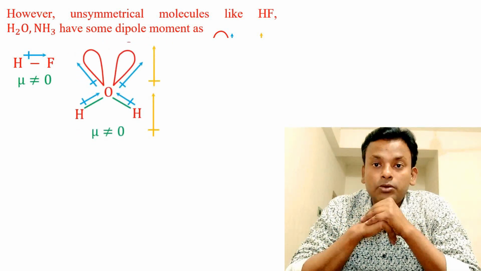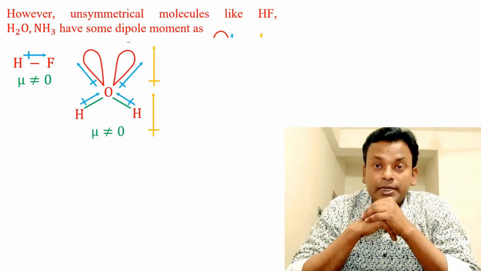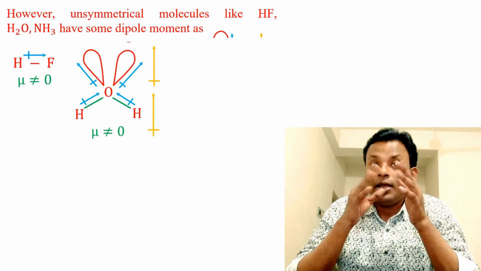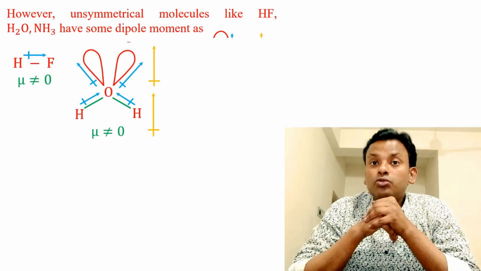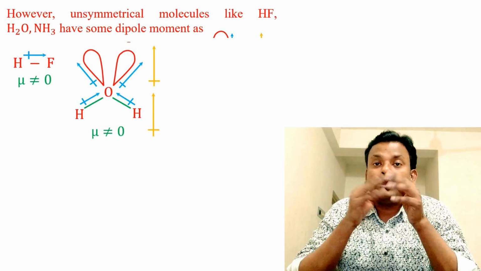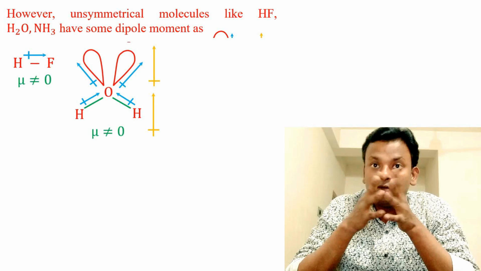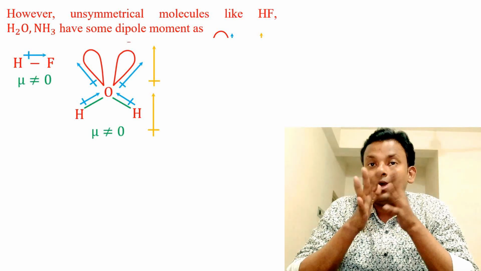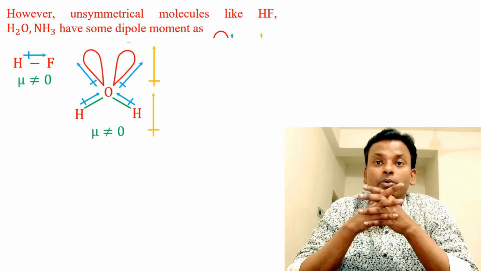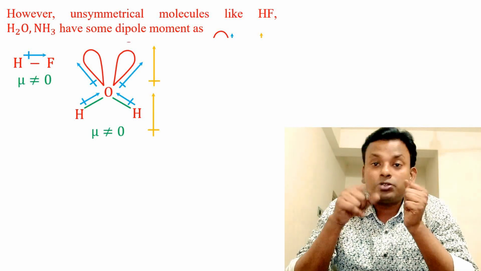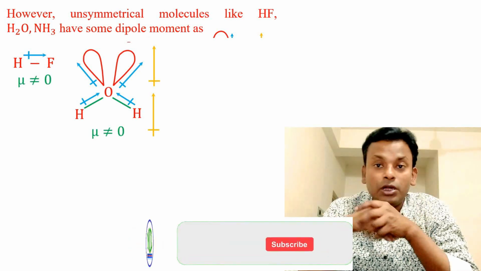In the H2O molecule, dipole moment is present because it has a tetrahedral structure, 2 lone pairs are present and 2 OH bonds are present. Here the 2 OH bonds give a residual dipole moment in this direction, and the 2 lone pairs give a residual dipole moment in this direction. So the overall dipole moment is not equal to 0, means mu not equal to 0.